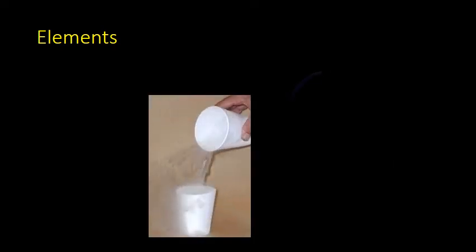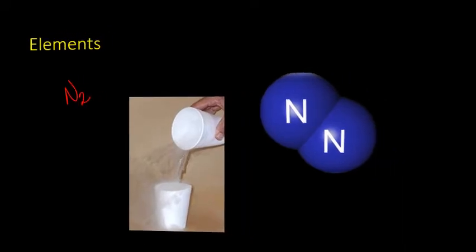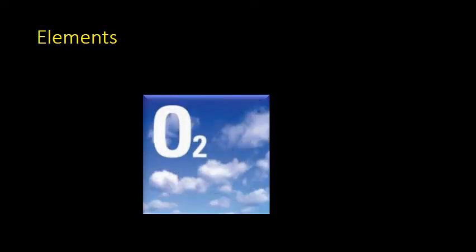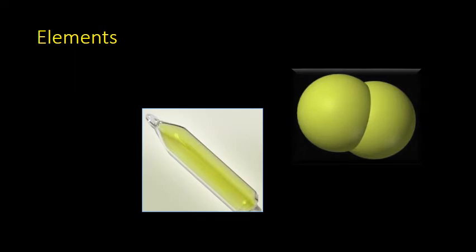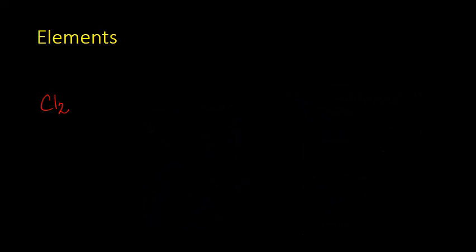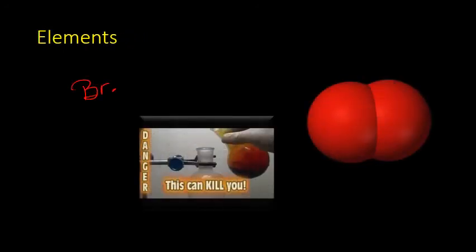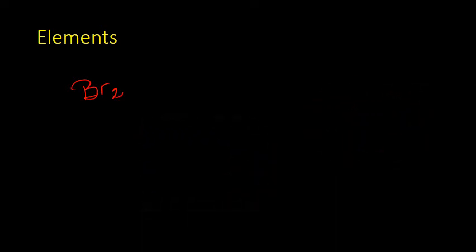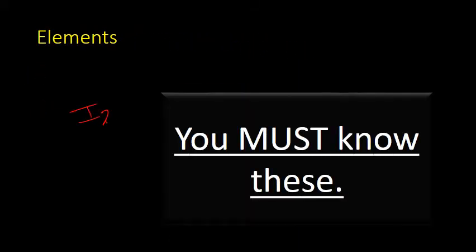Nitrogen. Elemental nitrogen is always N2. Elemental oxygen is always O2. Elemental fluorine, F2. Elemental chlorine, Cl2. Elemental bromine, Br2. And elemental iodine, I2.